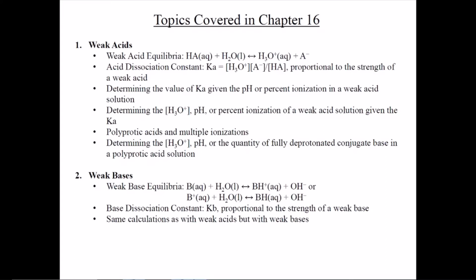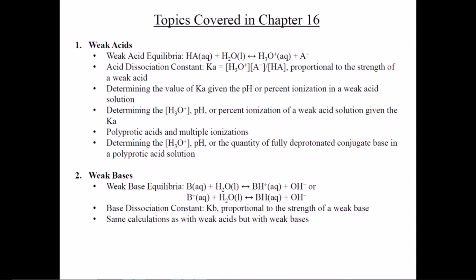And then we look at some type 1 problems where we work from the equilibrium concentrations to determine Ka, and vice versa. We look at some type 2 problems where we get Ka and an initial concentration and use those to calculate an equilibrium concentration of the H3O+, for example. And then we look at a few examples where we have polyprotic acids, or we look at what happens when we have a polyprotic acid and we want to figure out the fully deprotonated conjugate base.